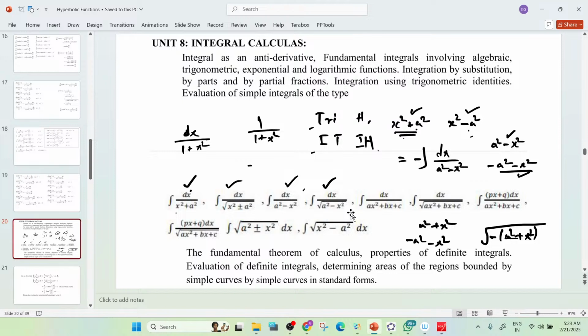Sir, sine inverse x. What is the differential of sine inverse x? 1 by root 1 minus x square. Very good, fantastic. We have encountered this also somewhere: under root 1 plus x square. So basically we are looking for some function which is something like this. Find out where exactly we have encountered this.